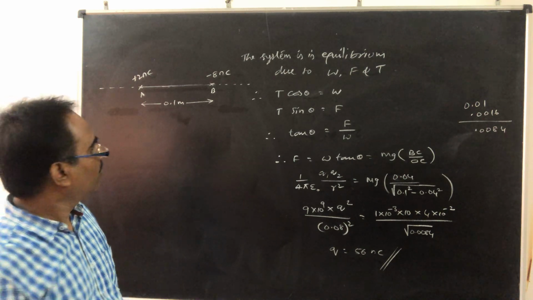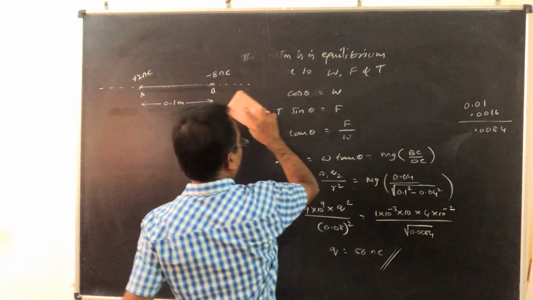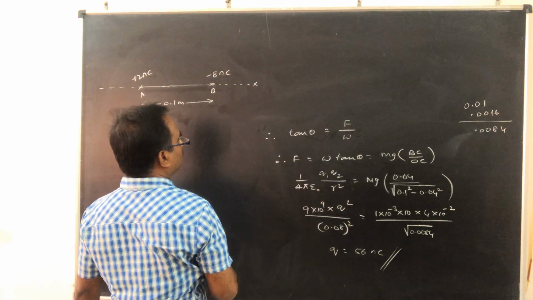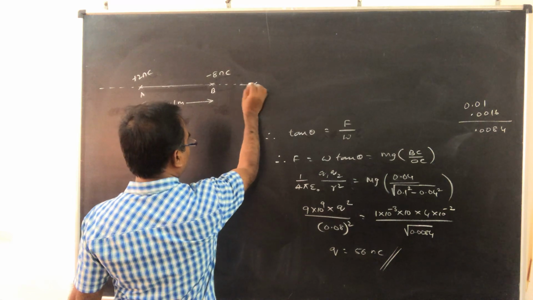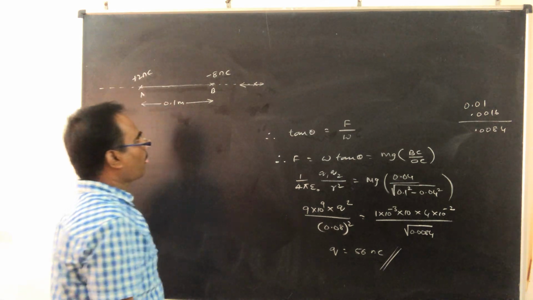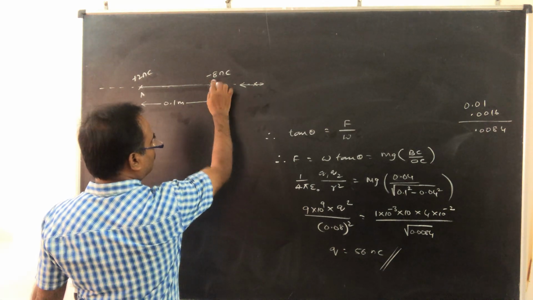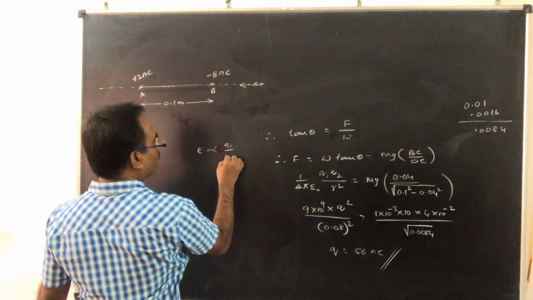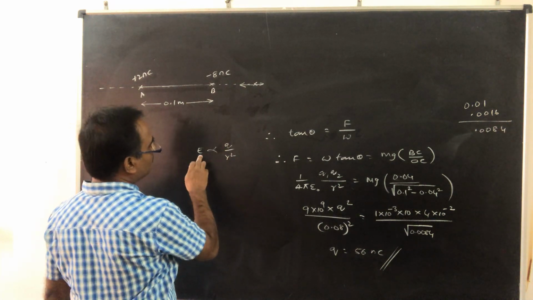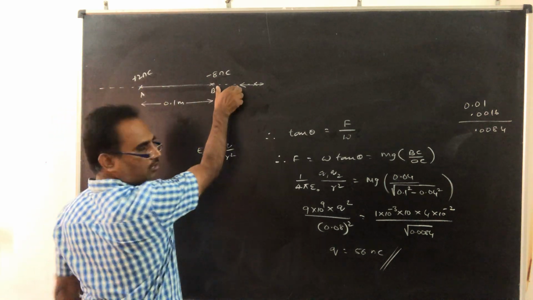Similarly, if I consider some point here, due to this negative charge, the electric field is towards the charge. Due to the positive charge, the electric field is away from the charge. Here, this E is proportional to Q divided by R square. The more the charge and the smaller the distance, the larger will be the electric field. Here see, compared to this charge, this charge is more, and the distance is smaller.